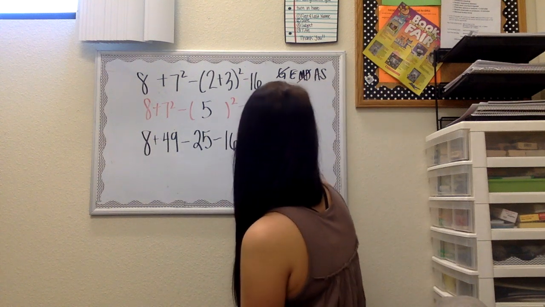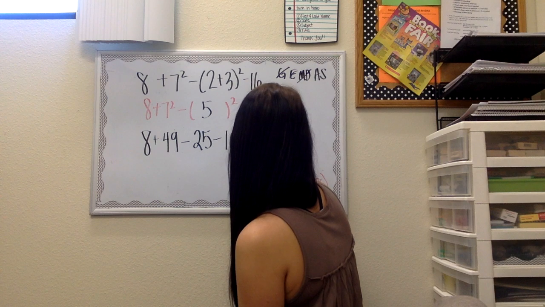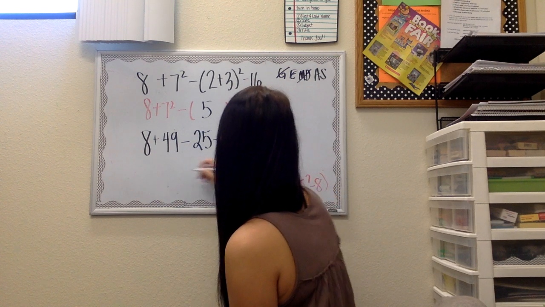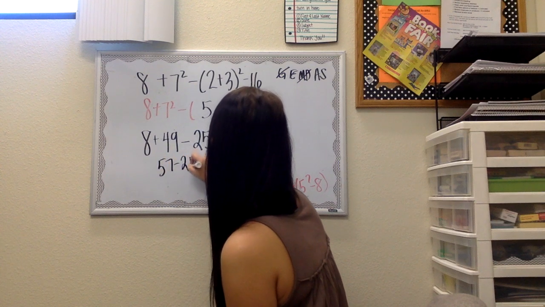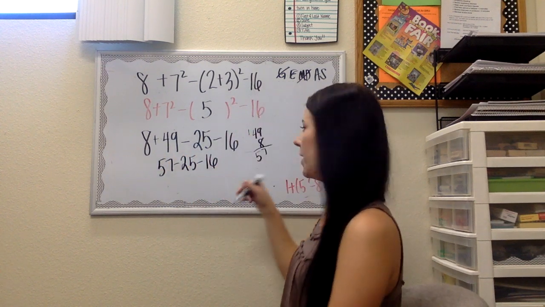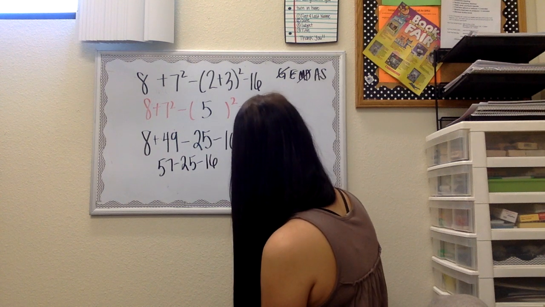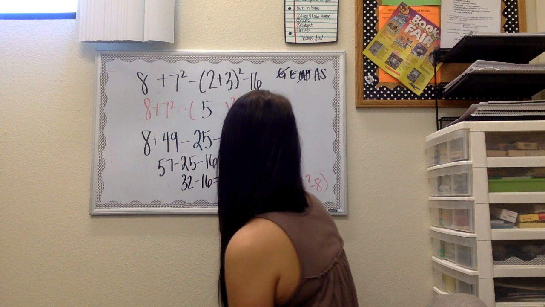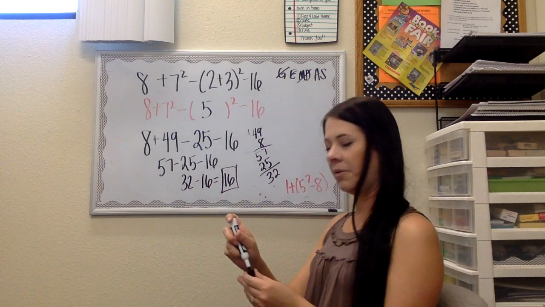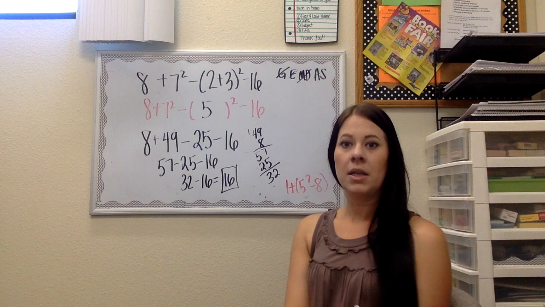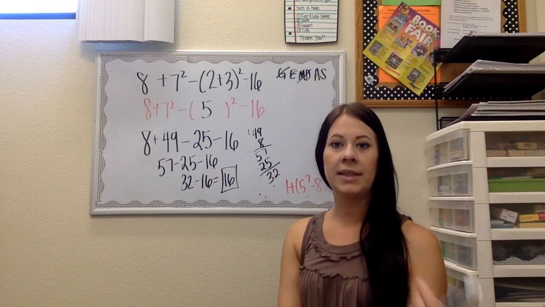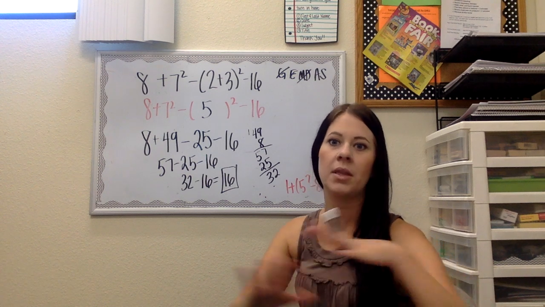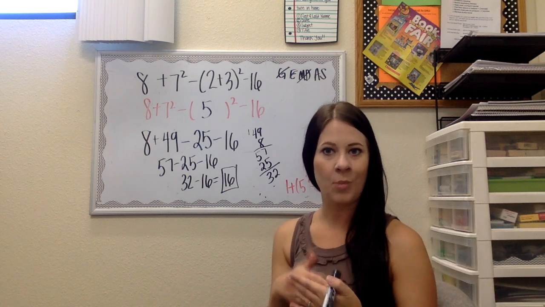Okay? So I'm going to do 49 plus 8, 57, minus 25 minus 16. Sometimes I like to do it one at a time. So 57 minus 25, 32, minus 16, which equals 16. Okay, pretty involved, but kind of once you practice it, you'll get the hang of it. And just realize just because you make a mistake or you get it wrong doesn't mean you don't get the concept at all. It just means you need more practice.